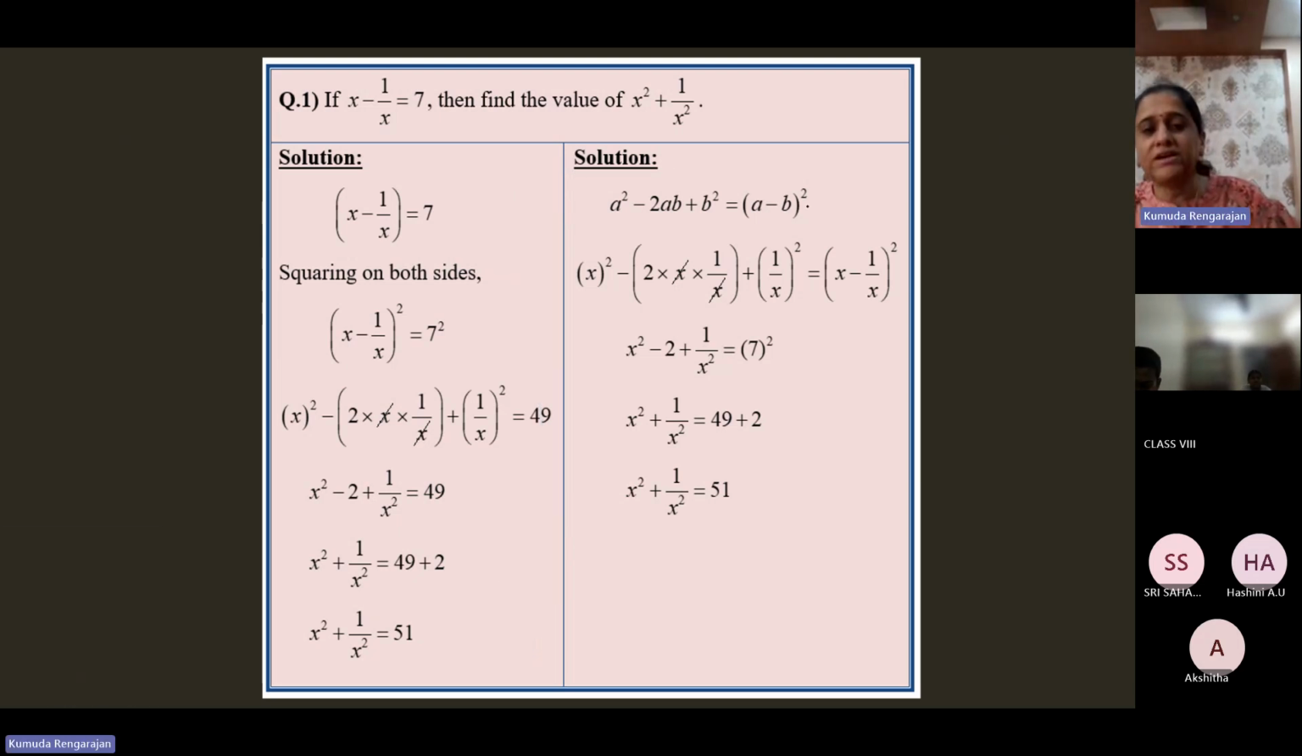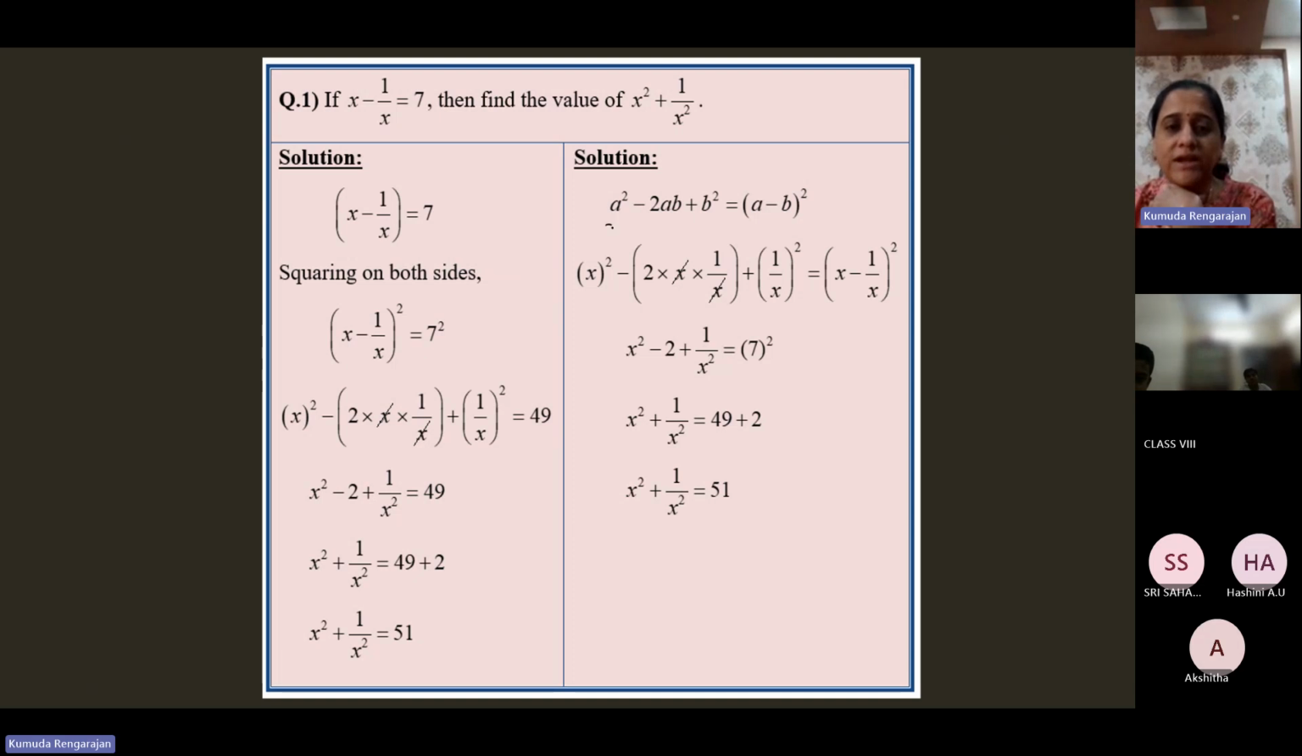Here you'll have to decide which identity to write. You'll have to write that identity correctly. Now this one is of the form a minus b. A minus b is equal to 7. So I've written this identity: a minus b the whole square is equal to a squared minus 2ab plus b squared. Why this identity? Why not a plus b the whole square? Because here you're given a minus b. So a minus b the whole square identity.